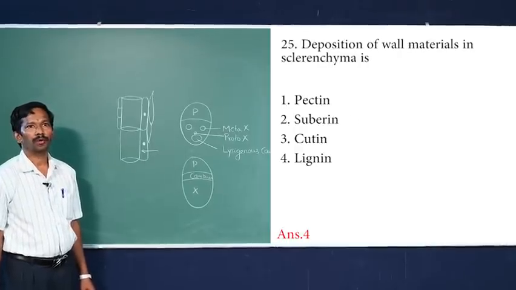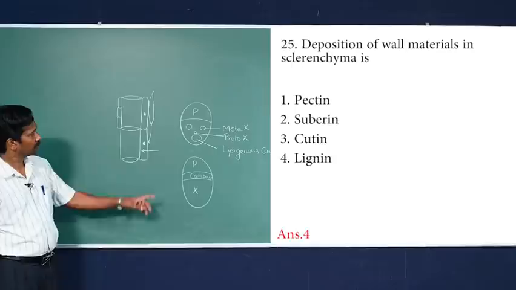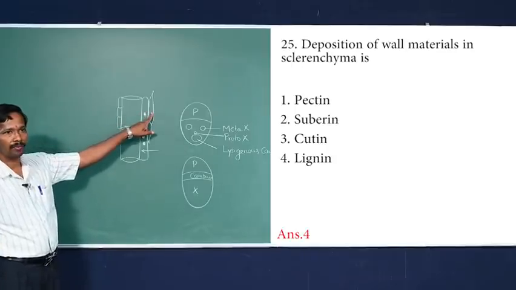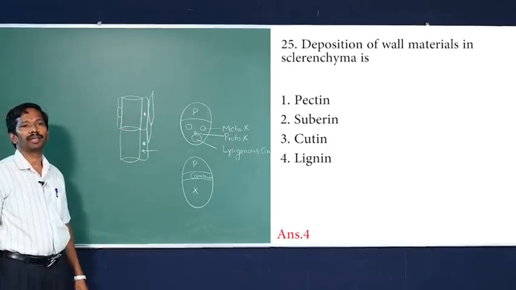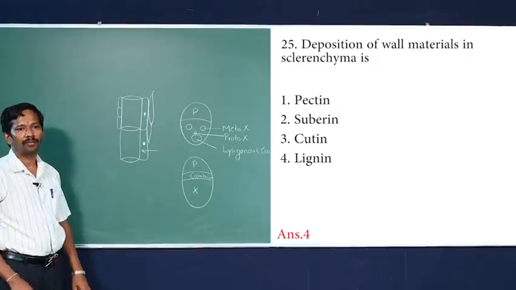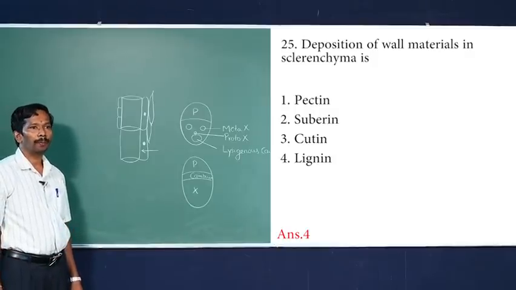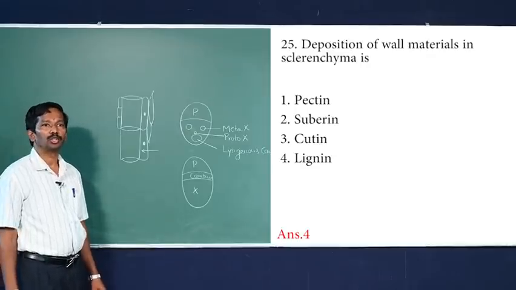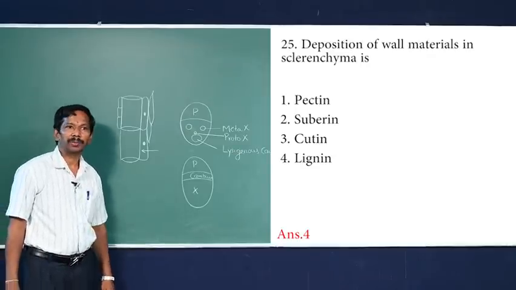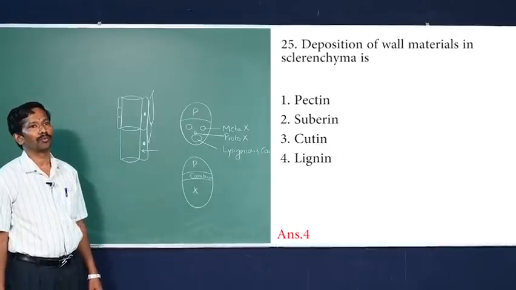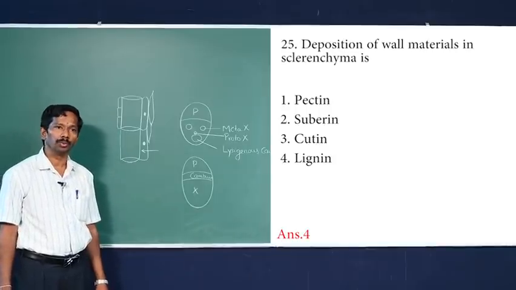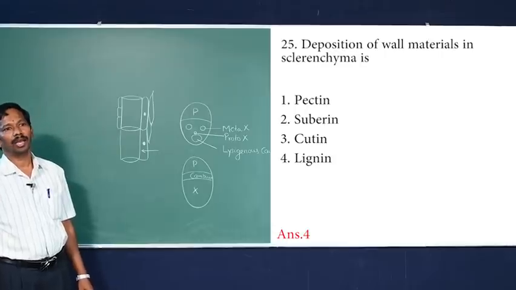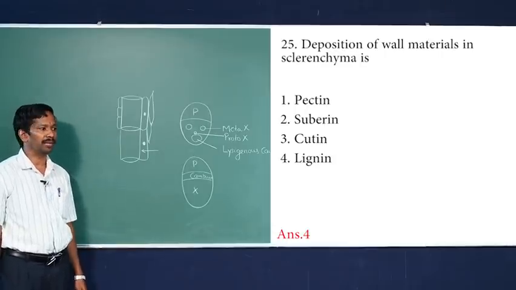25, deposition of wall material in sclerenchyma is. When you consider fibers, sclerenchyma fiber is always made up of lignified wall, so they are non-living at maturity, compared to pectin and cutin. They will not be forming sclerenchyma. And suberin forms Casparian thickenings in the case of the endodermis of the root system, as well as cork tissue in the case of the extracellular region. Hence answer 4 for question number 25.